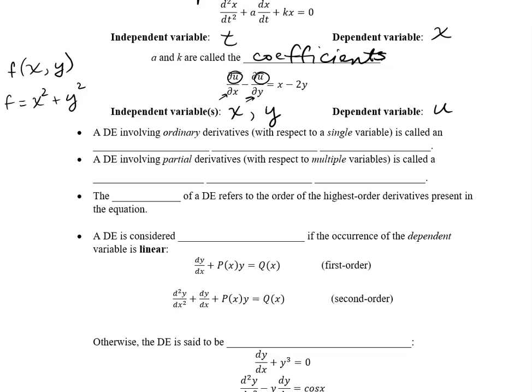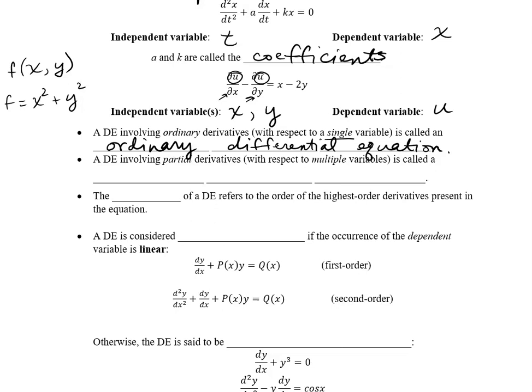A differential equation involving ordinary derivatives, in other words, with respect to a single variable. What we studied in Calc 1 and Calc 2, those were ordinary derivatives with respect to a single variable, dy, dt, dx, dt, whatever, okay? That is called an ordinary differential equation. And the vast majority of what we're going to see in this class involves ordinary differential equations.